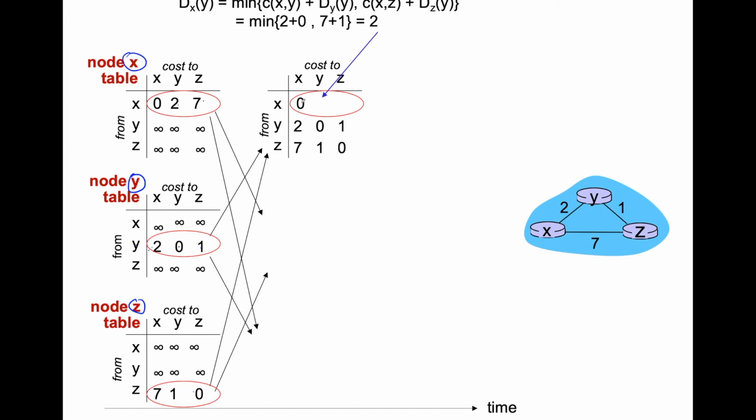So now X knows the distance to get to X is always 0. So now it'll choose a new update for this entry, the distance to get from X to Y. X has two neighbors: it has its neighbor Y and it has its neighbor Z.